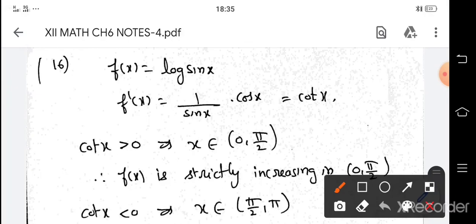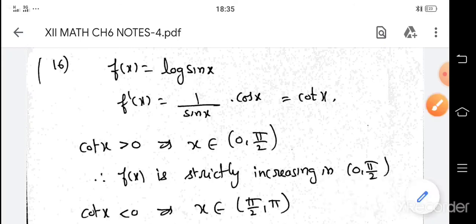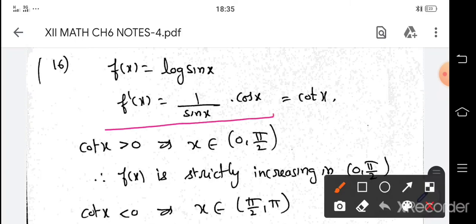16th question, log sin x. Prove that f given by f of x is equal to log sin x is strictly increasing in 0 comma pi by 2, strictly decreasing in pi by 2 comma pi. Very easy. Find out the derivative. f dash of x is equal to 1 by sin x into cos x. Chain rule was applied. Cot x.